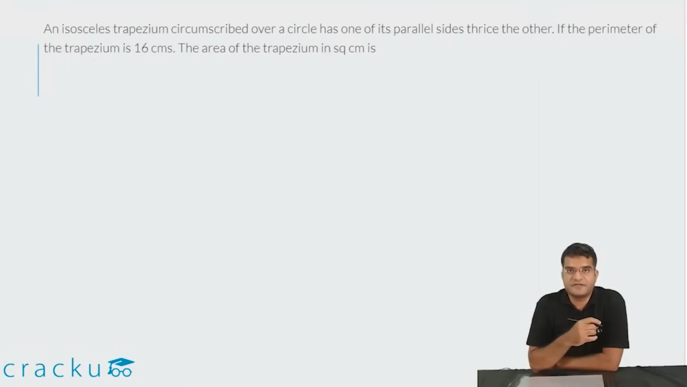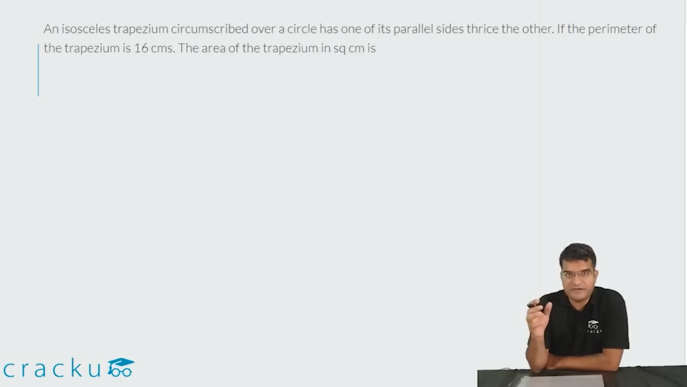In this question, we are given an isosceles trapezium. It is circumscribed over a circle, and we are also given the ratio of its non-parallel sides. It is given that it is 3:1, and we are also given the perimeter of the trapezium as 16 centimeters, and we have to find the area of the trapezium in square centimeters.